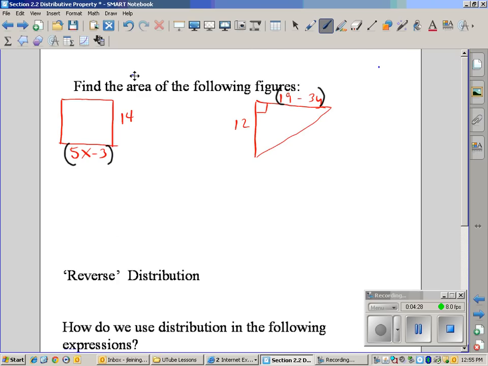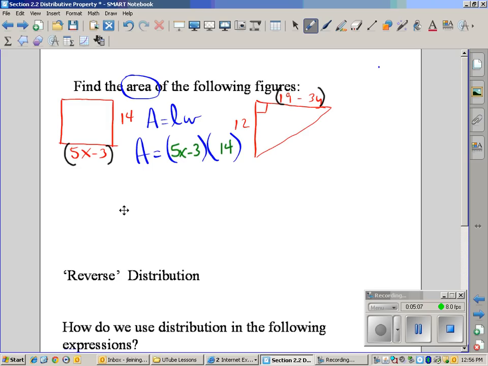So the first thing, anytime I'm asking you to find area, perimeter, or volume, you need to write the formula. Area is equal to length times width. This is not a square. It may look like a square to you, but nowhere are we told that it's a square. So we're going to use the formula area is length times width. Now we're going to make our shell. We're going to make our length and our width in parentheses, and we're going to plug it in. We know our length is 5x minus 3, and we know our width is 14.